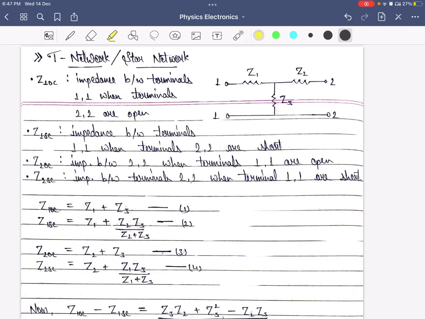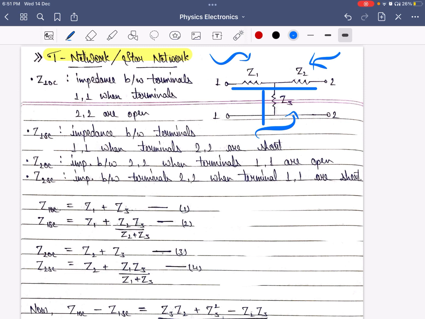So today we will be studying T network and pi network. So let's get started. T network or star network. So the T network, the impedances Z1, Z2 and Z3 in the network are arranged in a T shape.